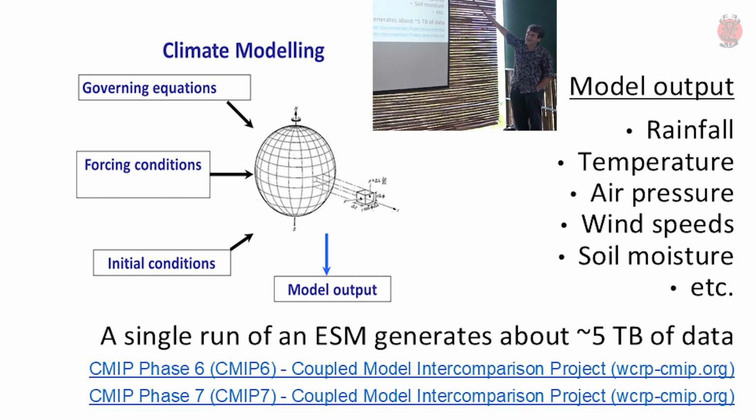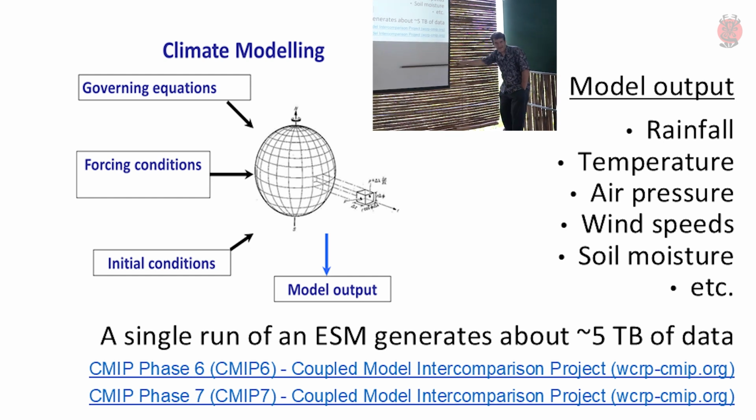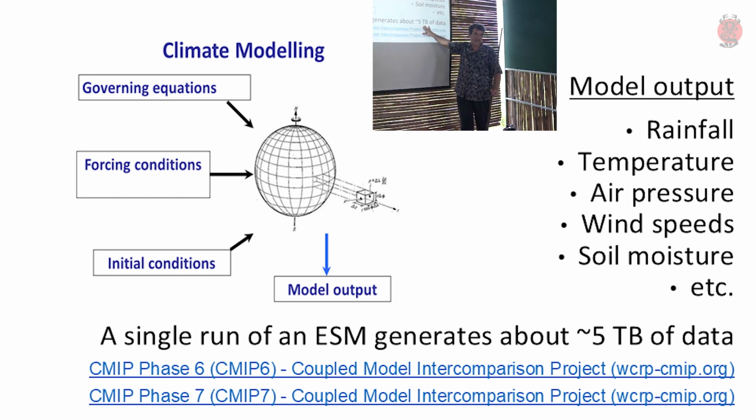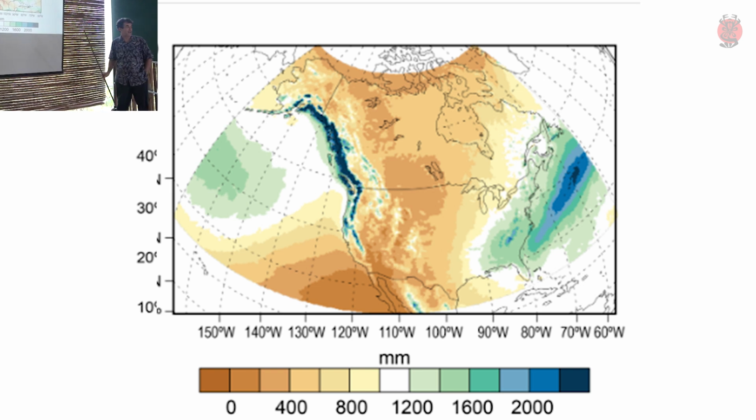The model puts out rainfall, temperature, air pressure, wind speed, soil moisture, okay? Massive amounts of information, about 5 terabytes for one run, okay? And it looks like this. I'm sorry, it's America. It's because this was the only site that I could get that actually shows the grid cell size from a GCM, okay? So you see these blocks. This is a grid cell.